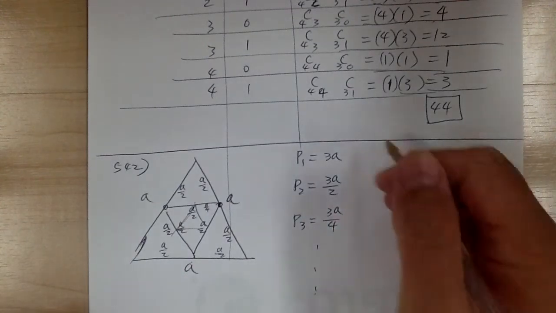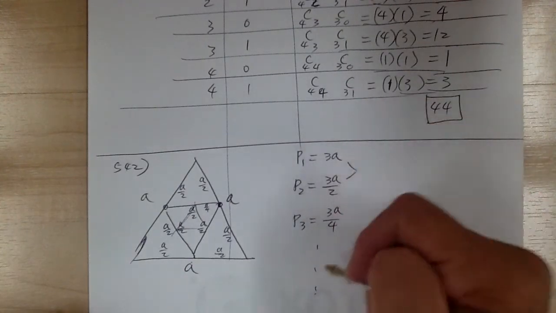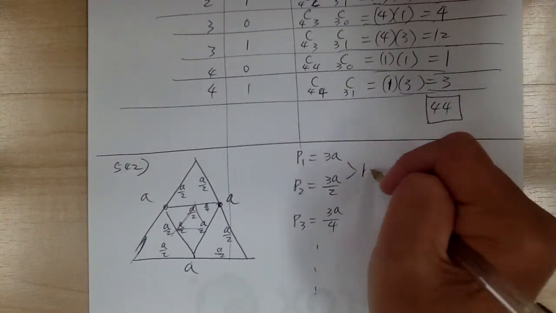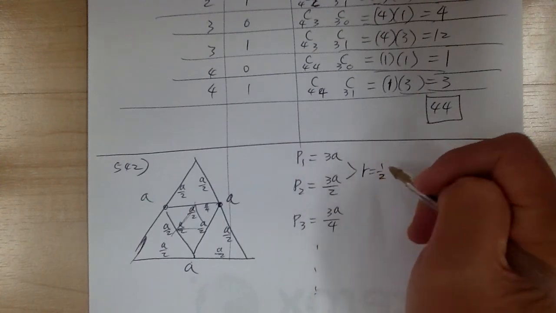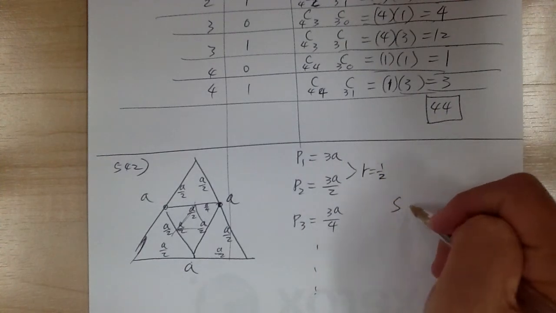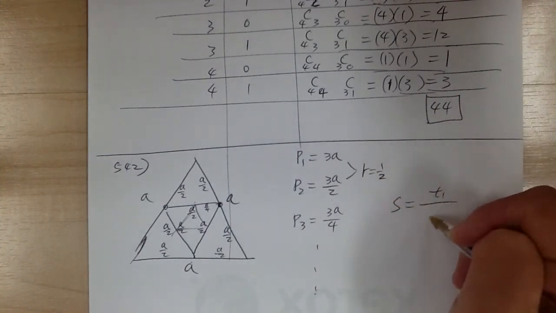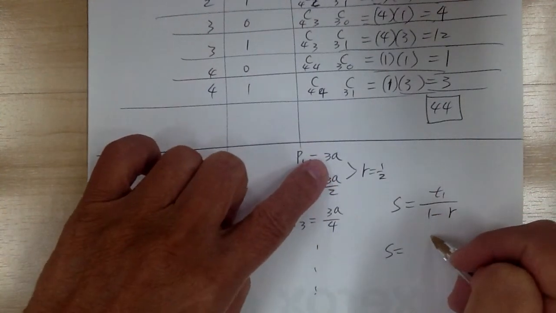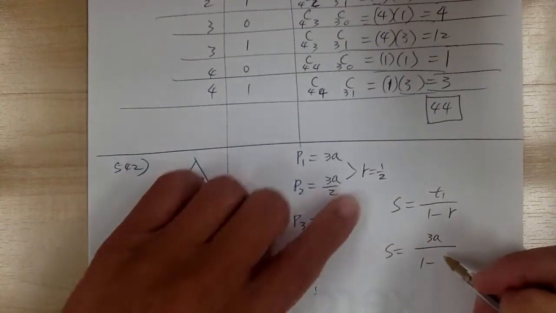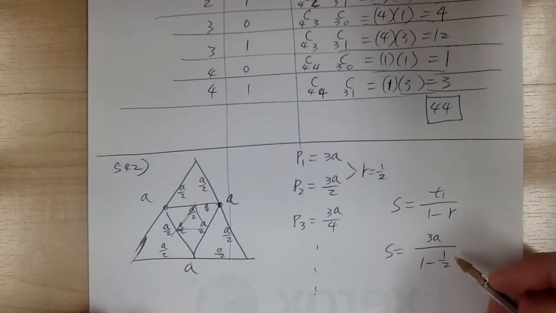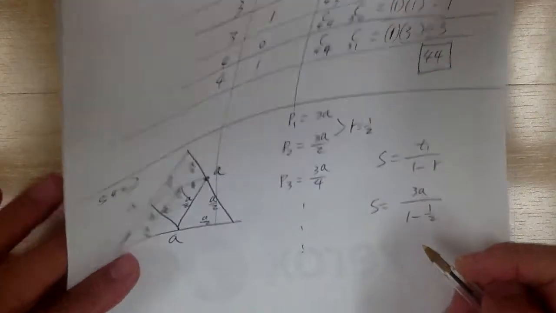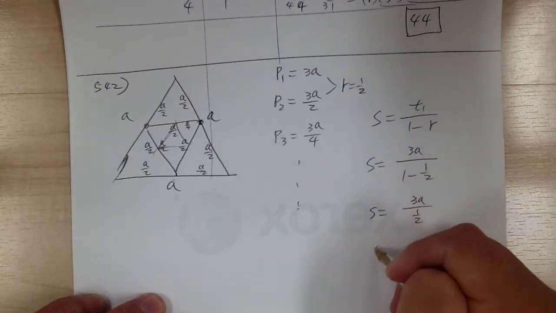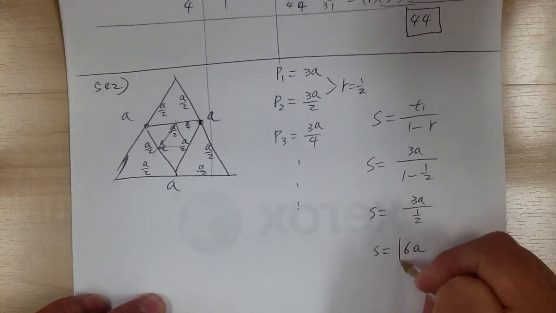Okay. So since it goes on forever, this is an infinite geometric series. So over here, R equal to 1/2. Okay. So the infinite sum will equal T1 over 1 minus R. T1 is the first term, so it will be 3A over 1 minus R, which is 1/2. Okay. So the total sum would be 3A over 1/2. So S will equal 6A.